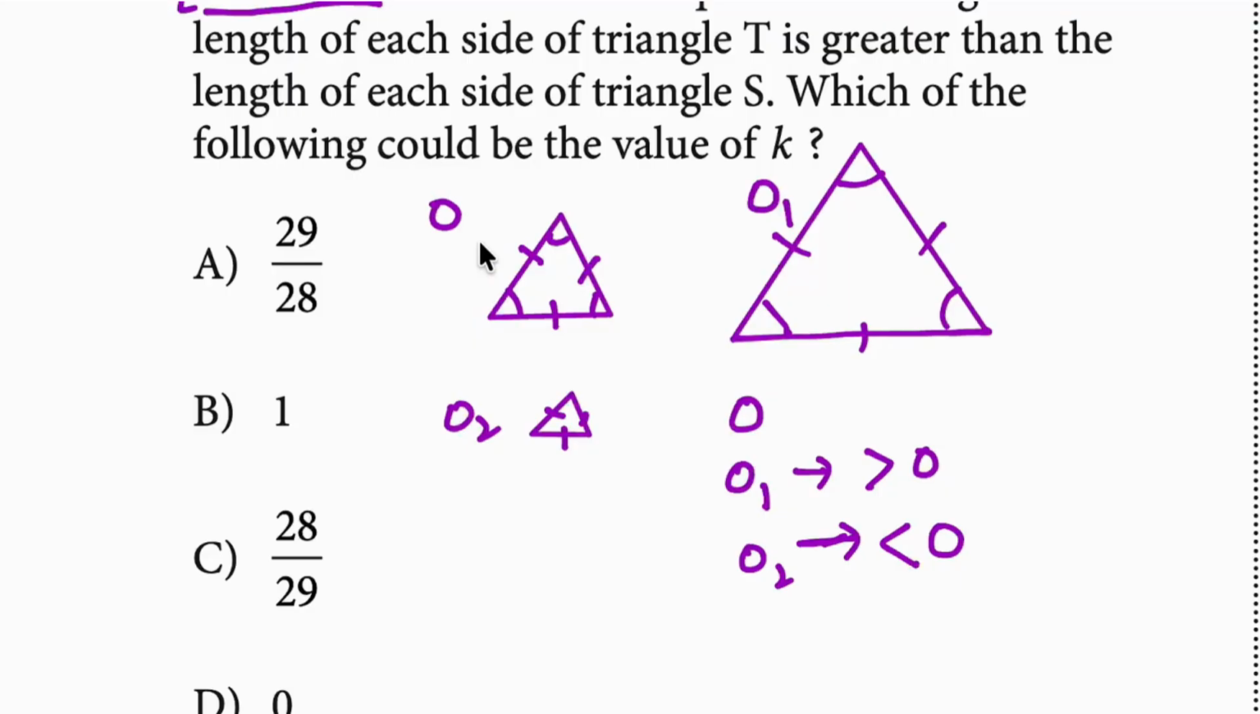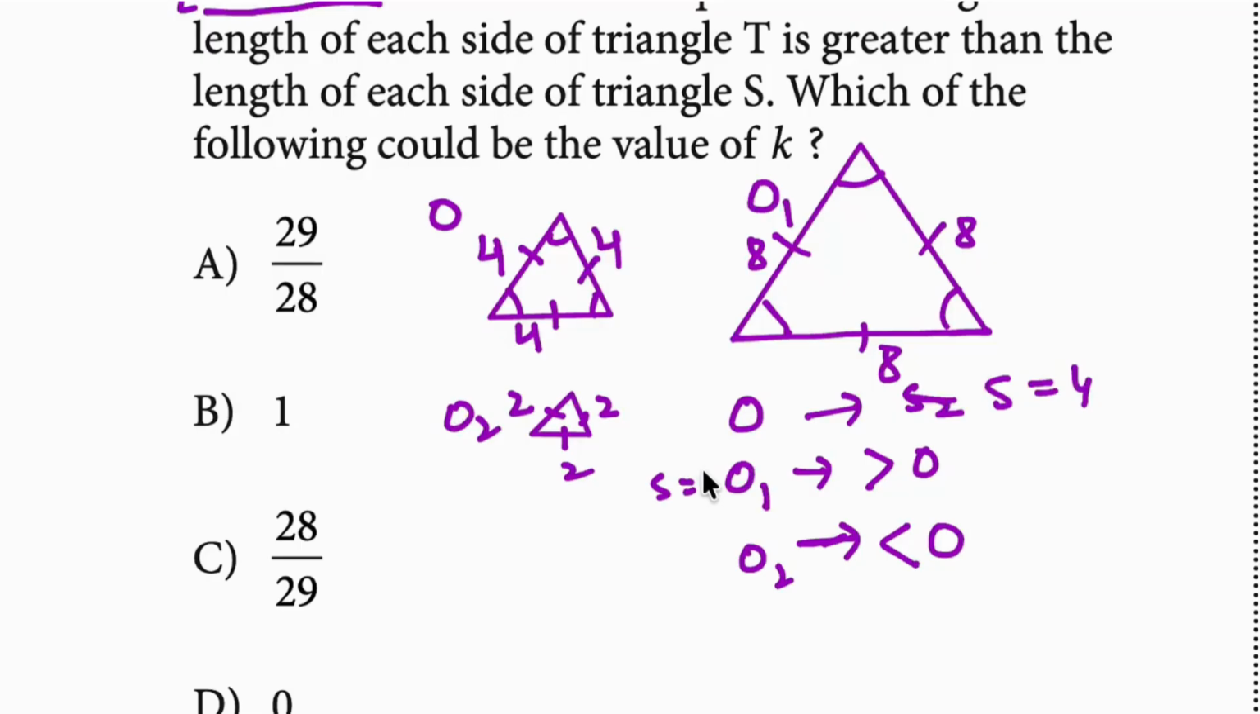Maybe this side is 4. So this is 4 and this is 4. And this one is 8, this is 8 and this is 8. And for this, the sides are 2 and 2 and 2. So the original side is 2. In O1 the side is 4. In this one the side is 2. So here the scale factor is half, because every time you are just taking the half of the original one, and here the scale factor is 2.